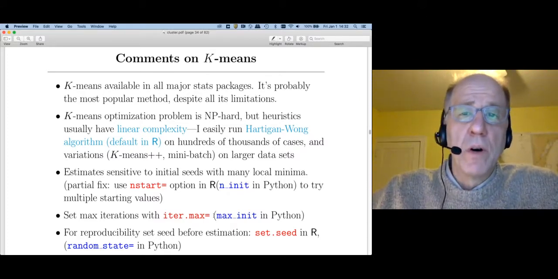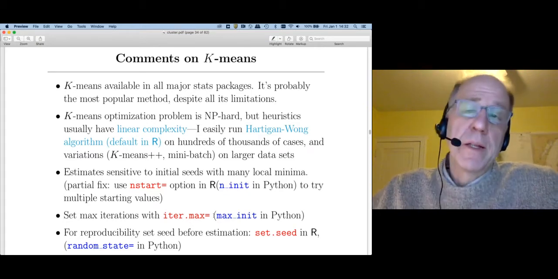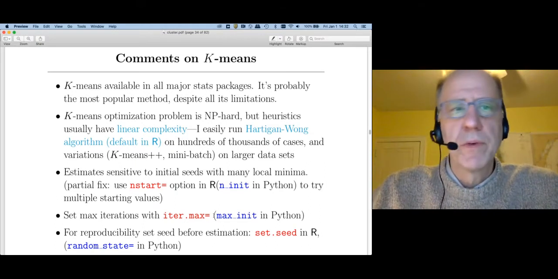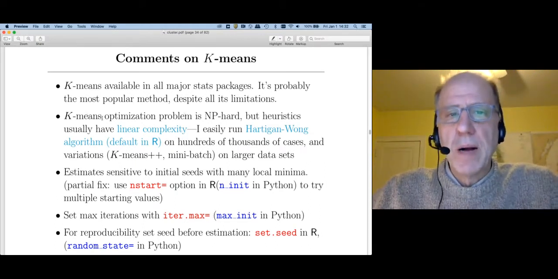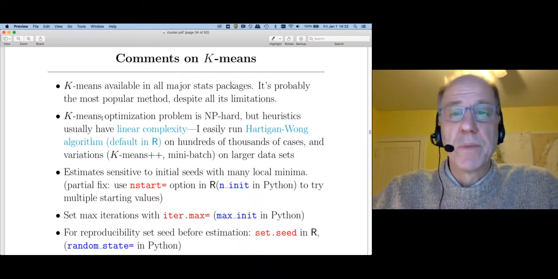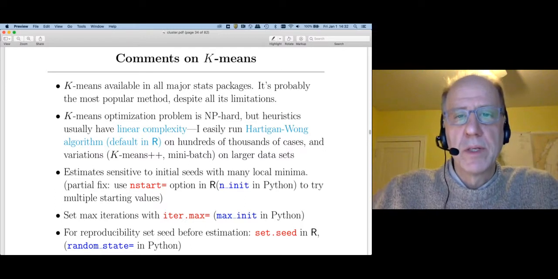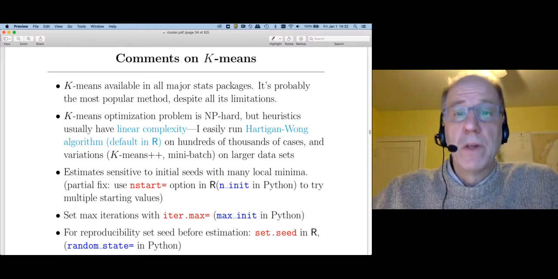You're going to find it in all the major statistics and machine learning packages, and it's without a doubt one of the most popular methods, even though it has quite a few limitations. As I mentioned earlier, the optimization problem that k-means is solving is NP-hard, but we have a lot of good heuristics that enable us to define clusters on very large data sets.